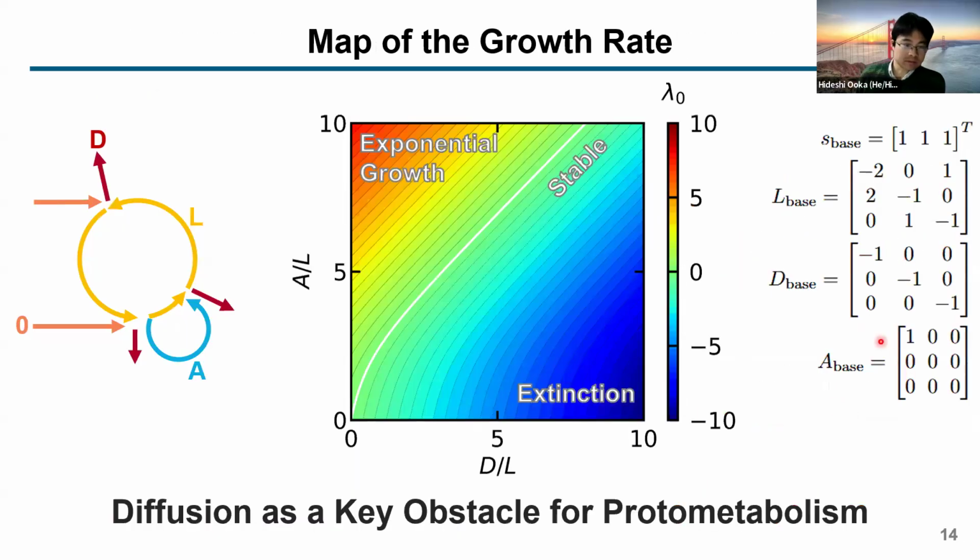So, let me show you some examples. For example, we can set some basis vectors, or maybe you could call them basis matrices. You could set a base matrix for each of these. For example, the Laplacian part, you could set this one. And for the dissipation part, maybe you could set this one. And for the amplification part, the autocatalysis part, maybe you could put one of the species as having an autocatalytic amplification.